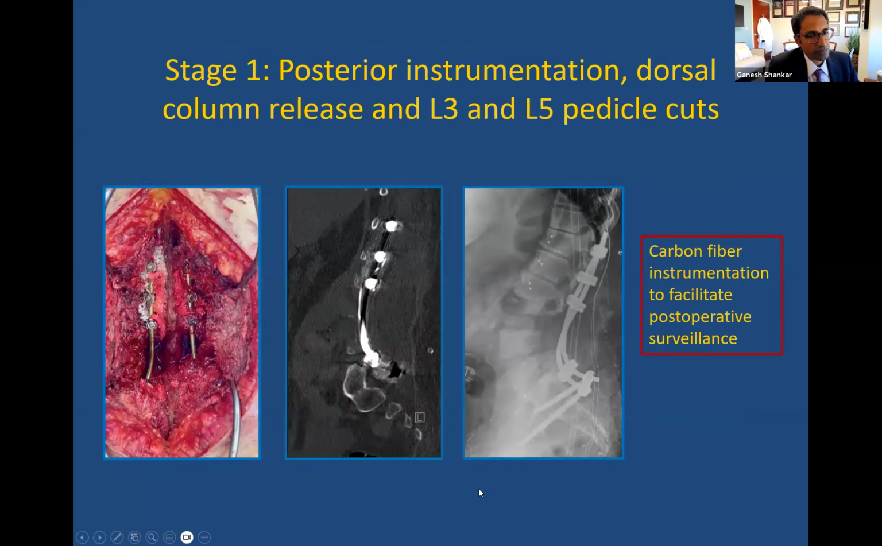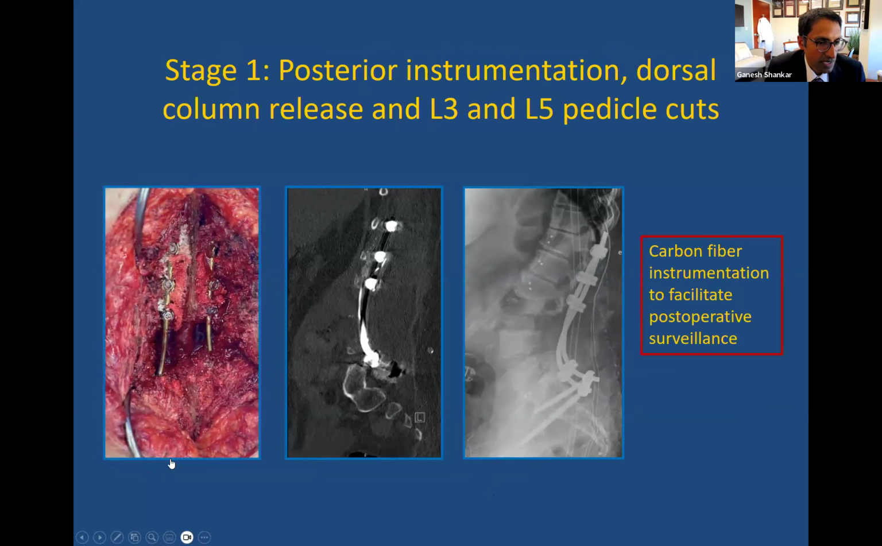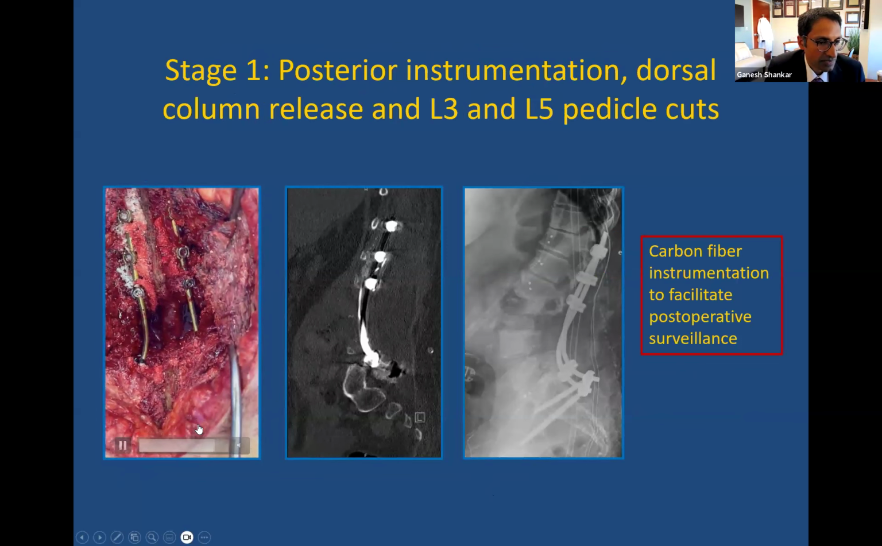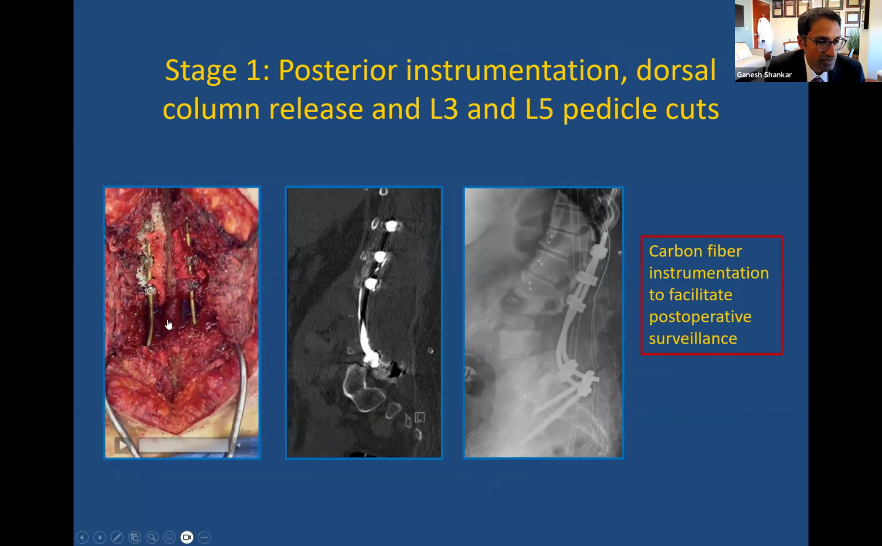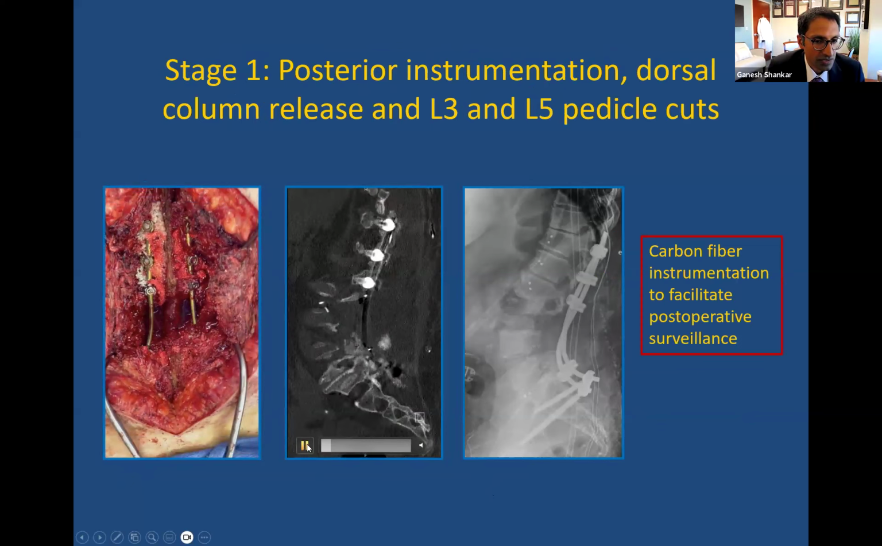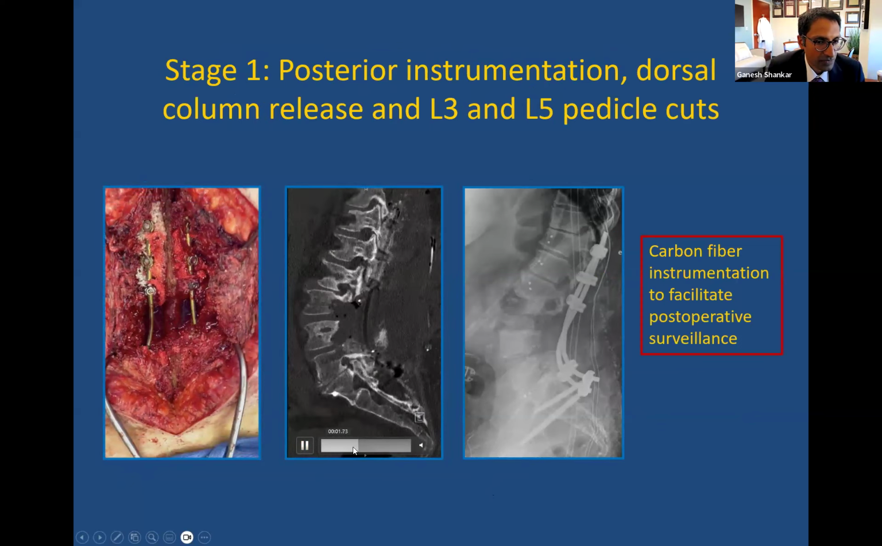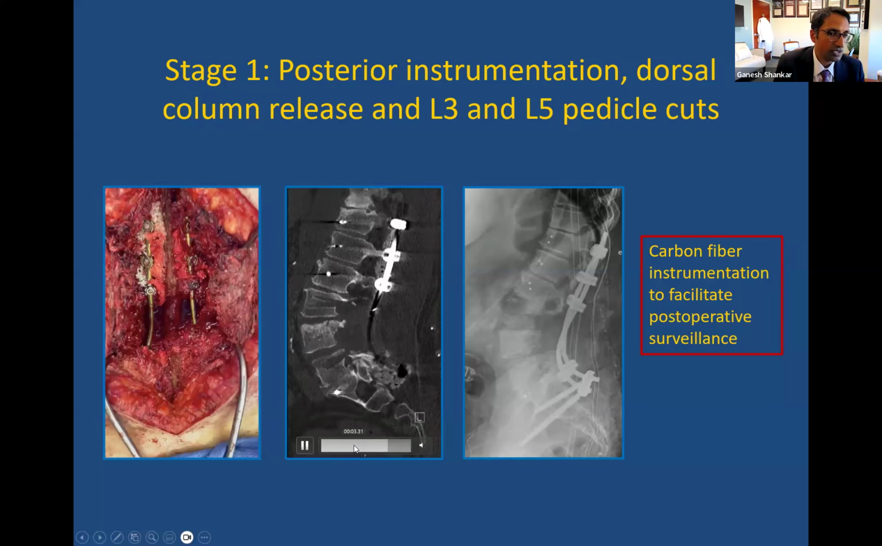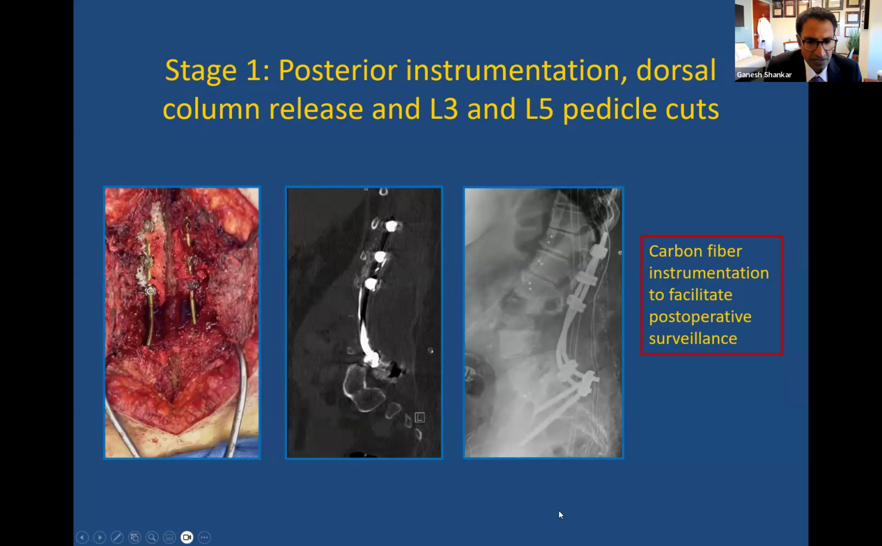This is stage 1 of a procedure for this patient, where there's an extensive release posteriorly of the dorsal elements, including the transverse processes and the nerve roots, as well as release of the surrounding psoas. As you can see here, we've used carbon fiber instrumentation. Again, just thinking through what are the unique requirements for this patient down the road, which is the need to continue surveilling for tumor recurrence and not having extensive titanium-based hardware artifact. You can see some of the pedicle cuts through the L3 and the L5 vertebral body. So this is what stage 1 looks like.